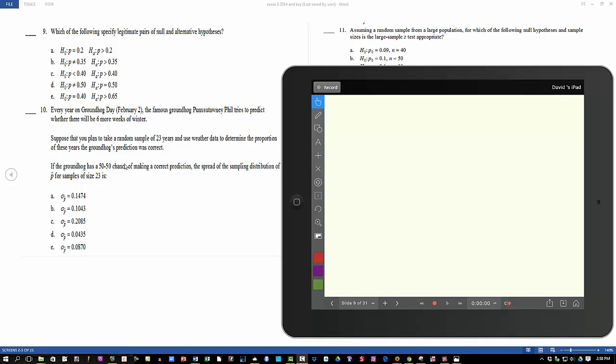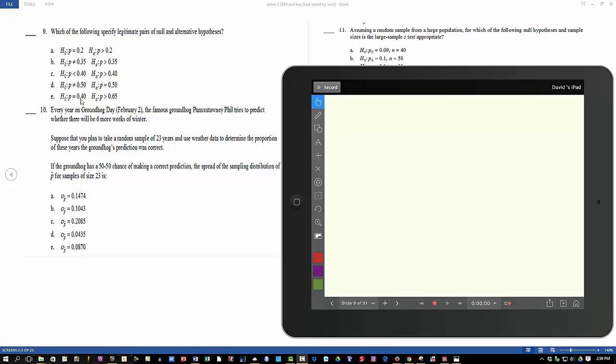Okay, so on problem 9, which of these has a legitimate pair of null and alternative hypotheses? Well, first of all, the null hypothesis has to have an equal sign in it, so we can eliminate options B, C, and D straight away. So H0: p equal to 0.2, and HA: p greater than 0.2. That's good, that works. Let's look down at E and see why it doesn't work.